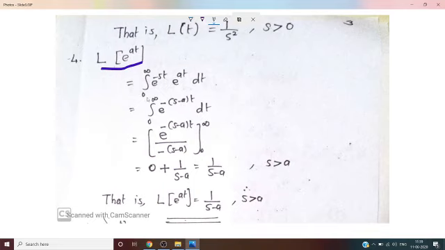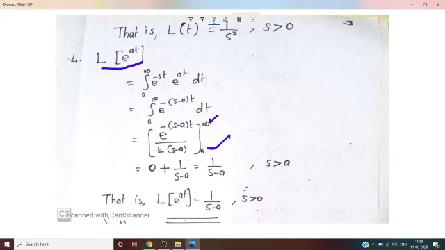And what is the integral? That is equal to e raised to minus of s minus a into t divided by what will come? The coefficient of t, minus of s minus a, and the limits of t are from 0 to infinity. Then lower limit, upper limit first, what comes? For t, e raised to minus infinity gives 0. This whole expression becomes 0.